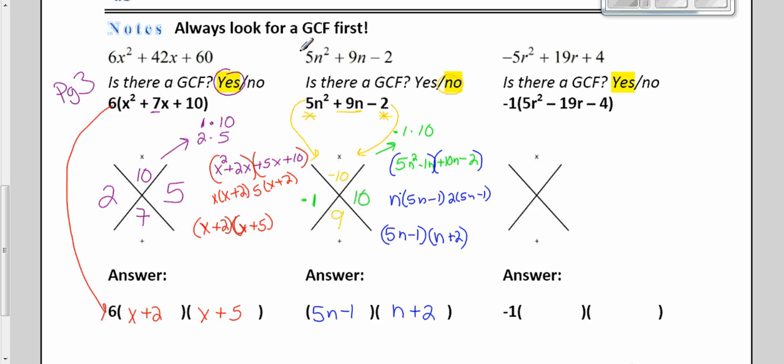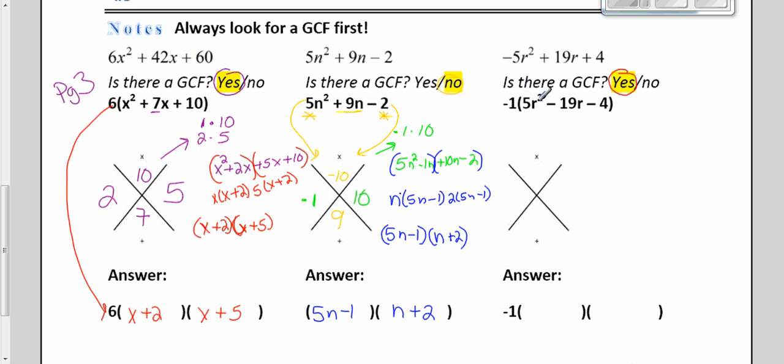Okay, last one here. Giving this trinomial -5r squared plus 19r plus 4. Okay, look and see if there's a GCF. Now you might not think there is one, but if you remember back to our guidelines, we have a negative. We have to pull out a negative always. So we actually pull out a -1, so there is a GCF. That just makes this part inside easier when we do that. That's why we apply that rule.